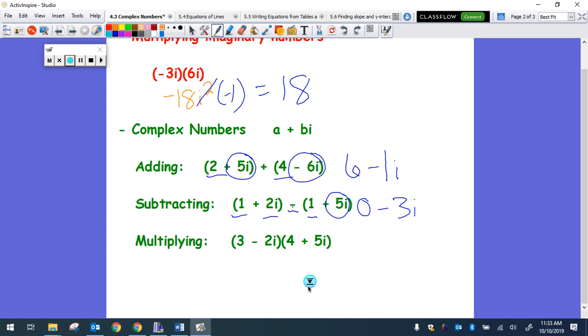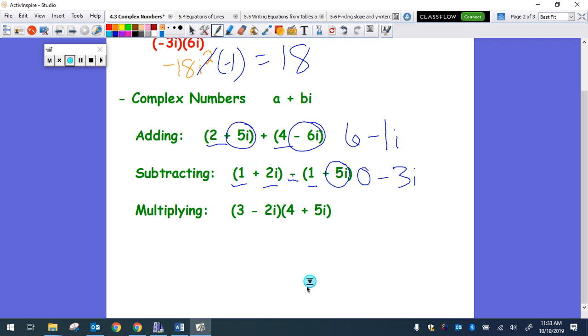Multiplying does get a little bit tricky, so let's go through this. You're going to do FOIL or double distribution, however you were taught. So 3 times 4 is 12. 3 times 5 is 15i. Negative 2 times 4 is negative 8i. Negative 2 times 5 is negative 10. And then we also have to do the i times i is i squared.